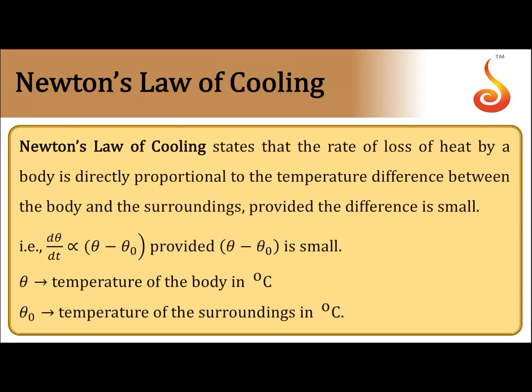Then coming to Newton's law of cooling. It states that the rate of loss of heat by a body is directly proportional to the temperature difference between the system and the surroundings, provided the temperature difference is small. The rate of loss of heat is nothing but d theta by dt. It is proportional to theta minus theta naught. We can introduce a proportionality constant. Theta naught is the surrounding temperature, theta is the instantaneous temperature of the system.